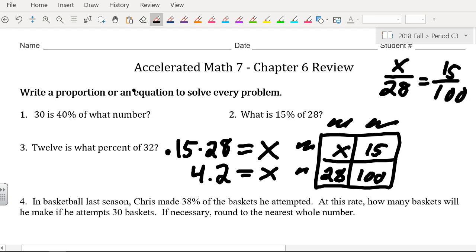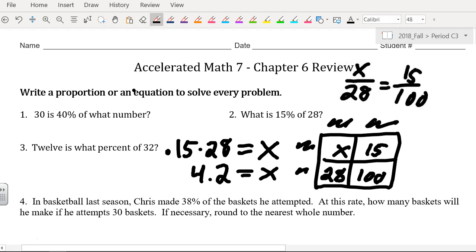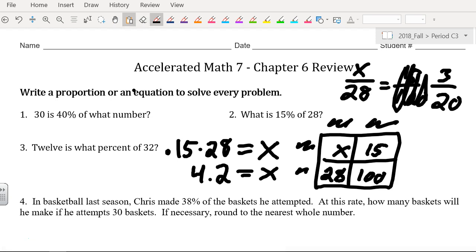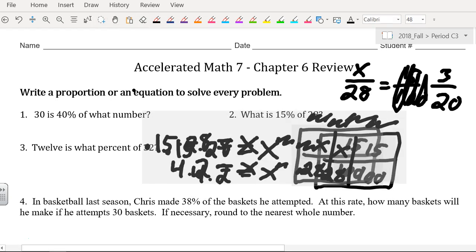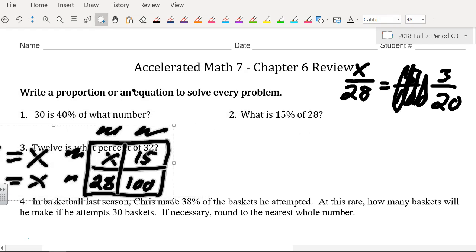I always want to reduce first, so if we divide by 5, we get 3 over 20, right? Okay? So 3, oops, that's a terrible 3. 3 over 20. All right, we can't multiply to get 28 over there, so we're going to have to cross multiply. That's no fun. Okay, so 20x.